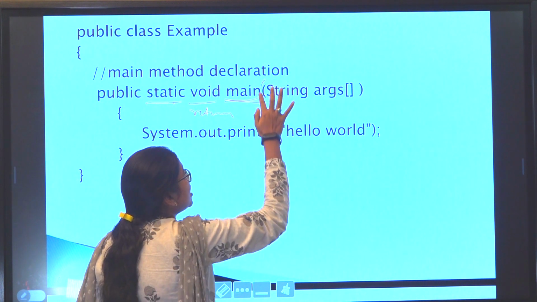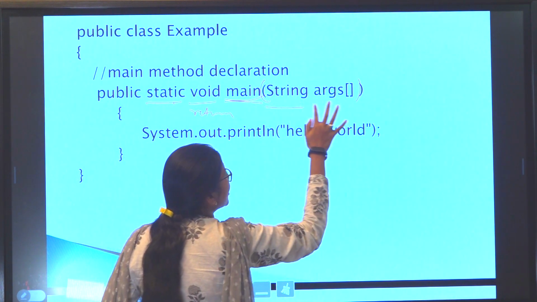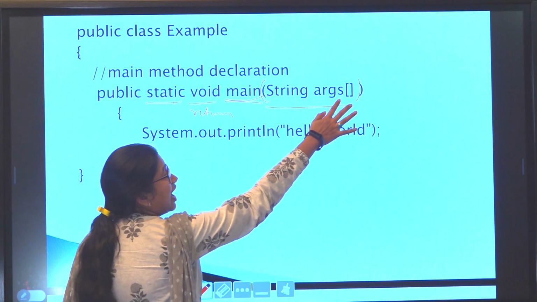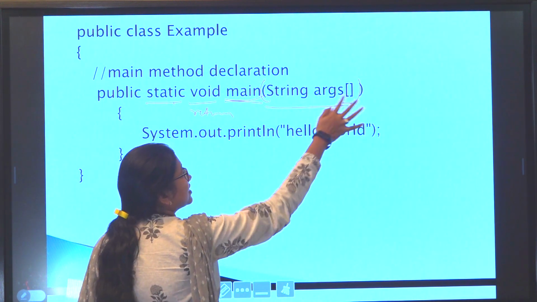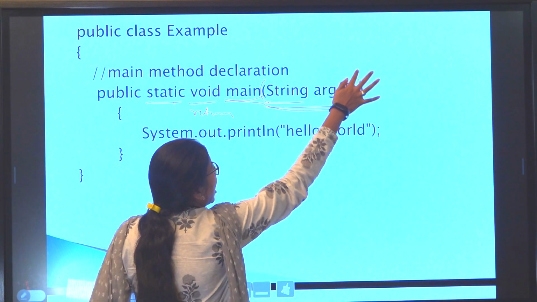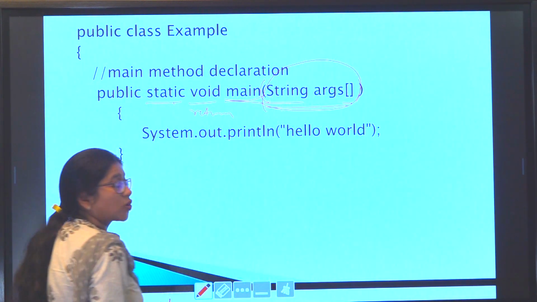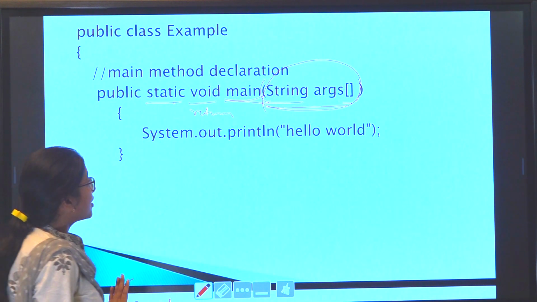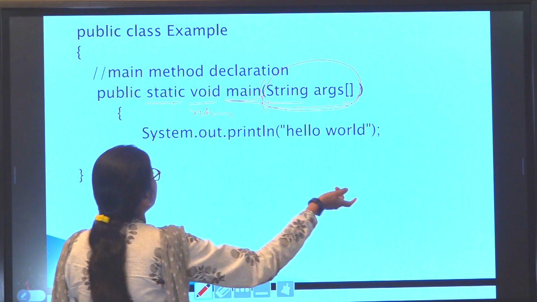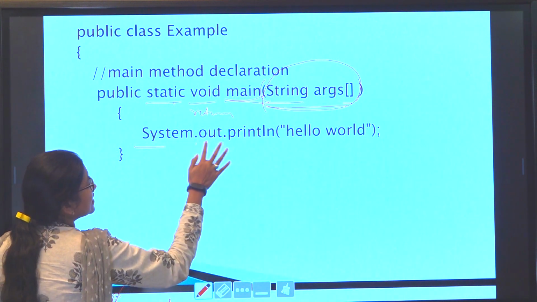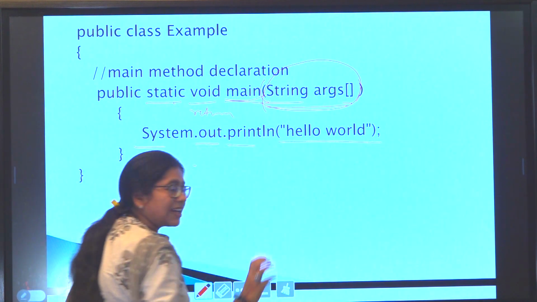Next, within the main method we are passing an argument. The name of this argument is args. Args is an array and its type is String. Basically, this argument is used to store the command line arguments which are passed at the time of execution of a program.